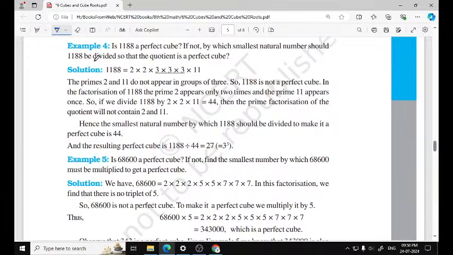Is 1188 a perfect cube? For each of such questions we have to prime factorize the given number and form groups of 3 for each prime factor. Now 2 and 11 do not complete the triplet, therefore 1188 is not a perfect cube. And if we divide that by 2 into 2, that is 4, and 11, so 1188 divided by 2 into 2 into 11 into 11, the answer so obtained will be a perfect cube.